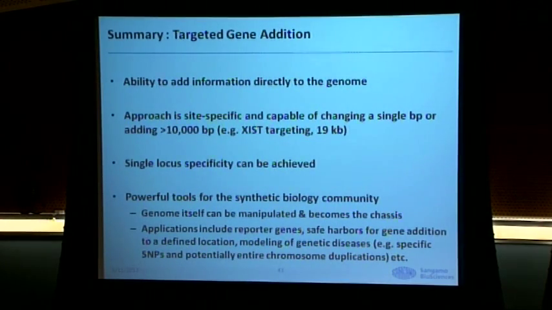So what I hope I've shown you in the targeted gene addition space is that we have the ability to add information to the genome, and we can do that in a very site-specific way, which is capable of changing a single base, as in the example of alpha-1 antitrypsin, or we can add up to 10,000 bases to a given site. We can achieve single locus specificity, as shown by the Southern blotting. And I think these are very powerful tools for the synthetic biology community. The genome itself can be manipulated, and thus becomes the chassis for future endeavors. The applications can include reporter genes, safe harbor loci for the addition of genes to defined locations, and allows us to model genetic diseases and maybe even cure genetic diseases if we can achieve this in a therapeutic context.